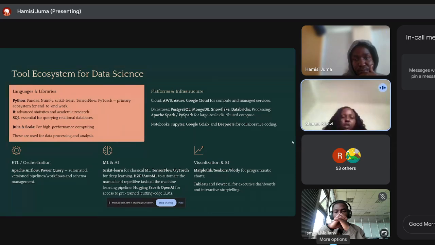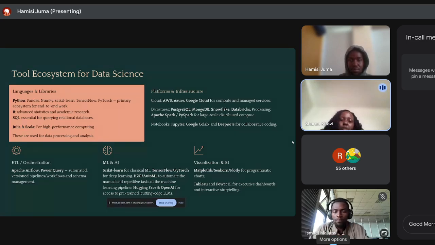Then next we have the platforms and infrastructure. So first, we have the cloud, AWS, Azure, Google Cloud, which are used for compute and managed services. And second, we also have the data stores where the data is stored. That's Postgre, MongoDB, Snowflake, Databricks, depending on the use case. And also for processing, we have Apache Spark or PySpark for large-scale distributed compute as an example, but there are others.